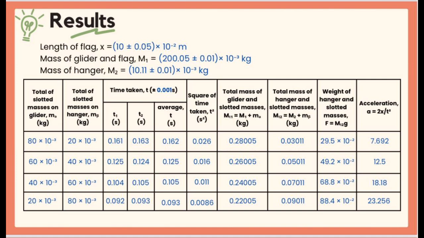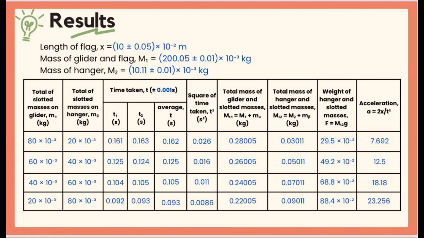Next is total mass of hanger and slotted masses, MT2, which is equal to M2 plus M in kilogram. The first one is 0.03011. Next is 0.05011. Next is 0.07011. The last one is 0.09011.